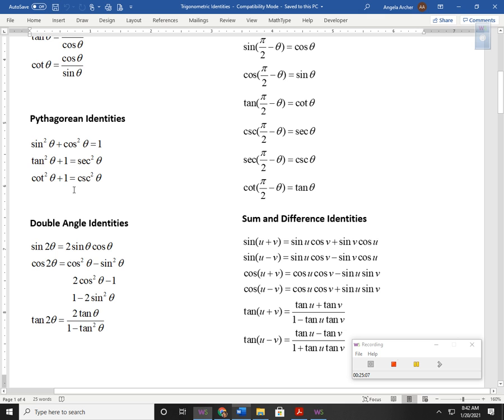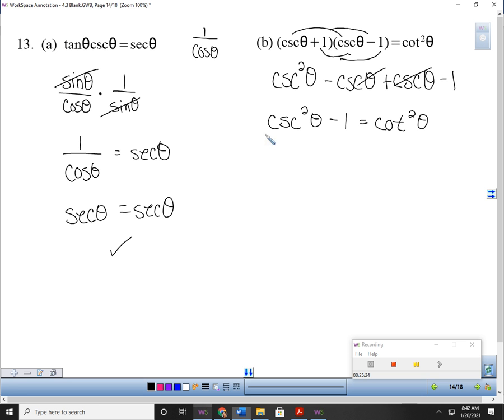And if you'll remember, when we solved for cotangent, we subtracted the 1, right? So cosecant squared theta minus 1 is the same thing as cotangent squared. So I can remove the cosecant squared theta minus 1 and replace it with cotangent squared, and now I have reached where they are equal.